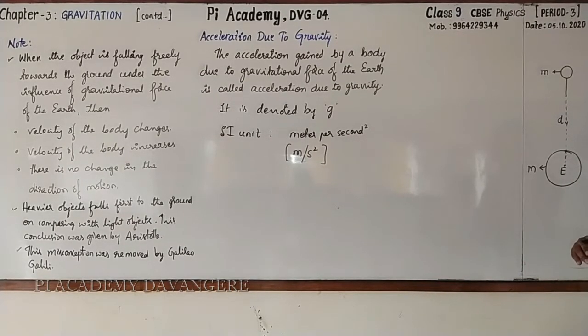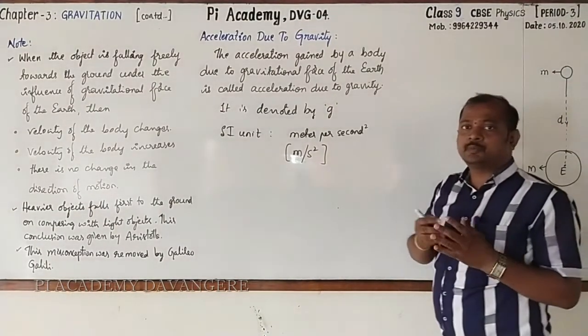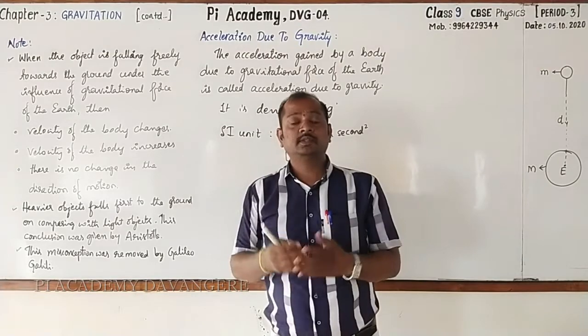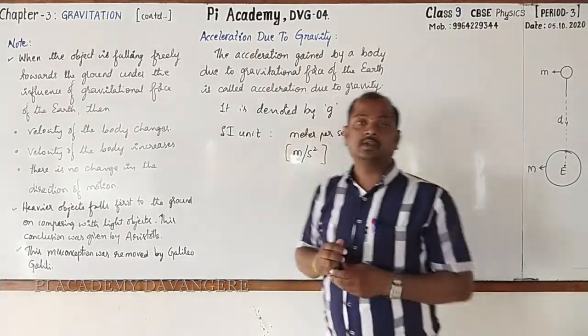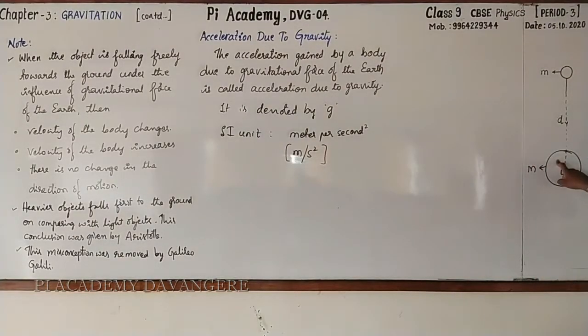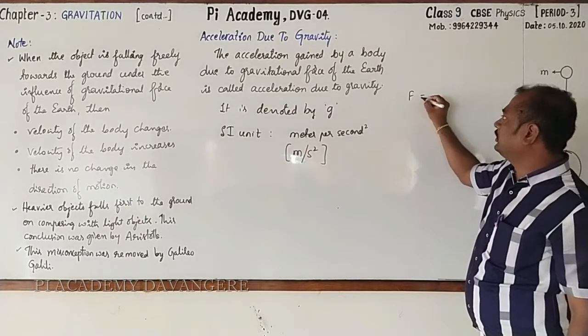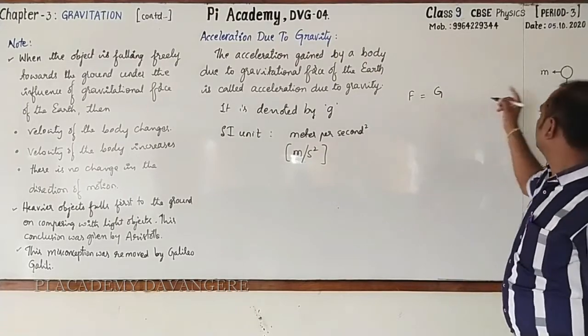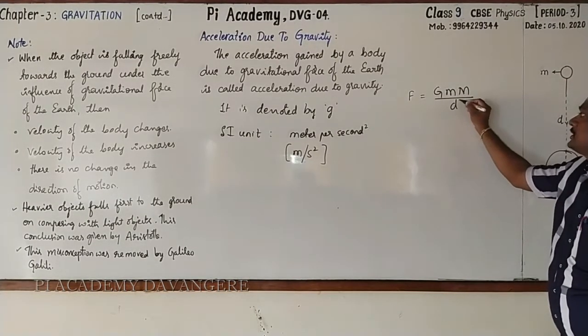Followed? Then we know that when objects have masses, there will be a force. What do you call that force? It is called gravitational force. Could you tell the gravitational force exerted by the earth on this object? Yes, you are right. It is F = G m M / d².